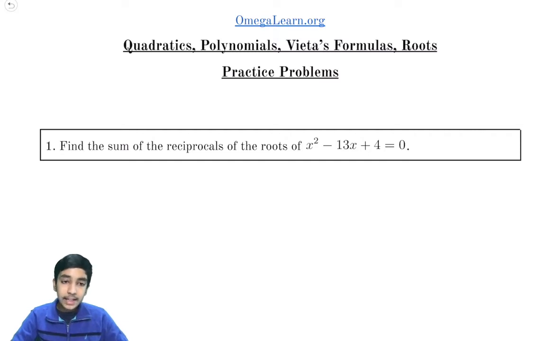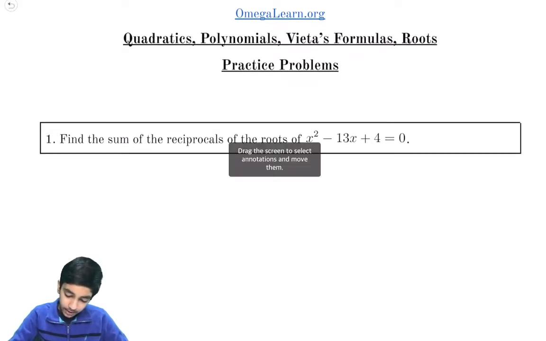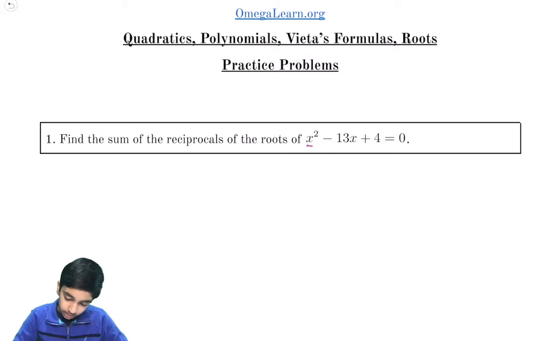In addition, I highly encourage you all to try these problems before watching their solutions. Let's start with this problem. Find the sum of the reciprocals of the roots of x squared minus 13x plus 4 equals 0.